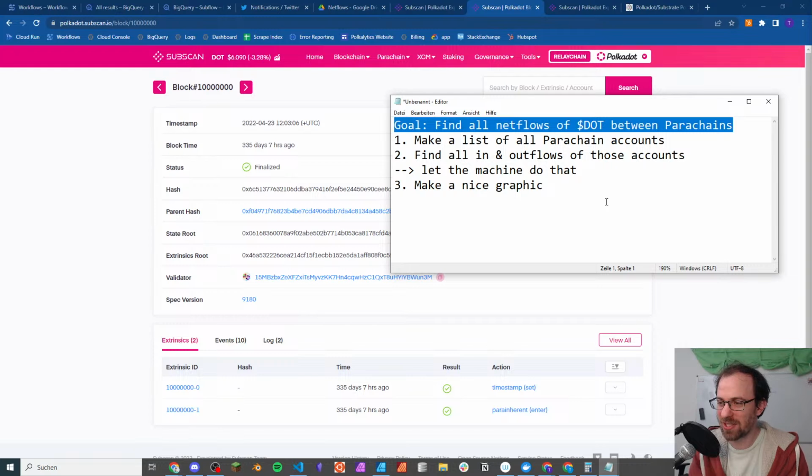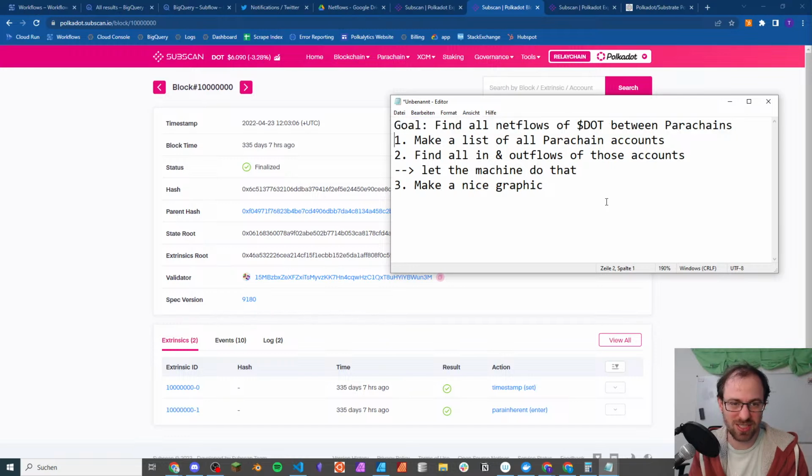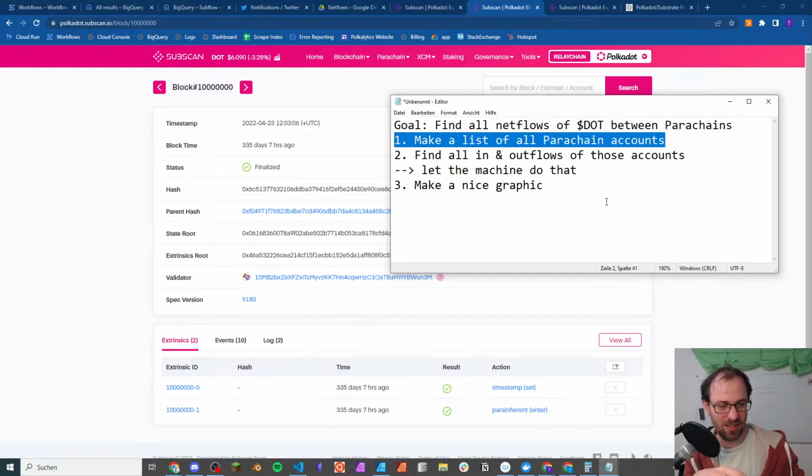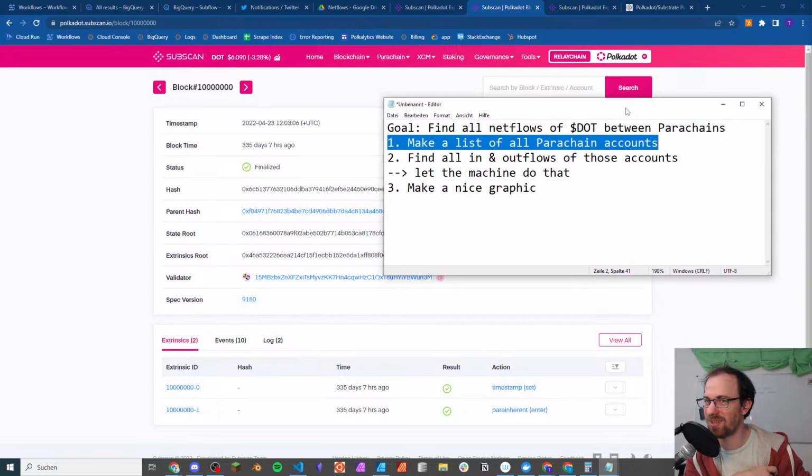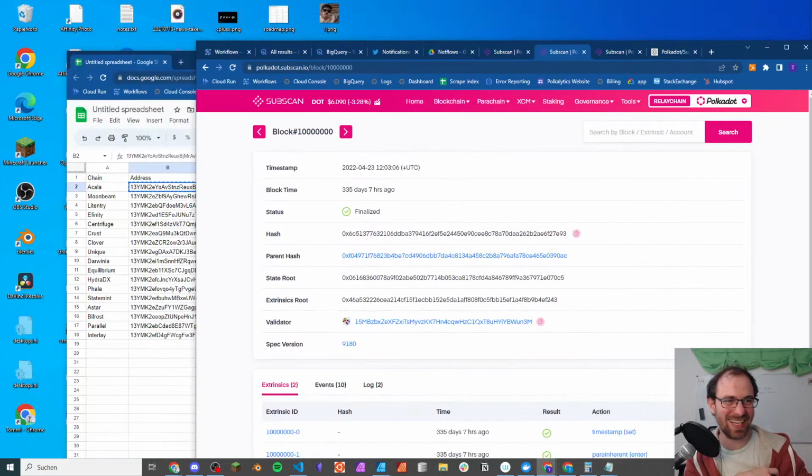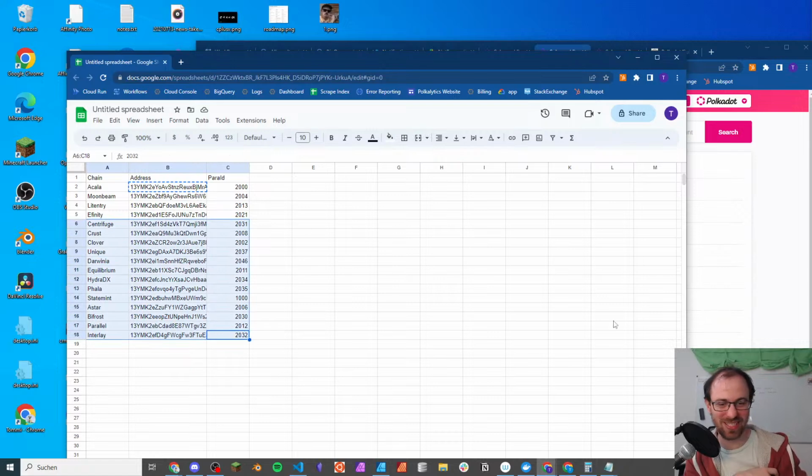So, Megan, you've been at the show yesterday. So the goal for today is to find all net flows of DOT between parachains, make a list of all parachain accounts. So this is 3 steps. The first step is we need a list of all parachain accounts. And you're lucky you missed that part of the show, which was about 10 minutes of me noting down addresses. So we have a list of all the parachain accounts here, right?